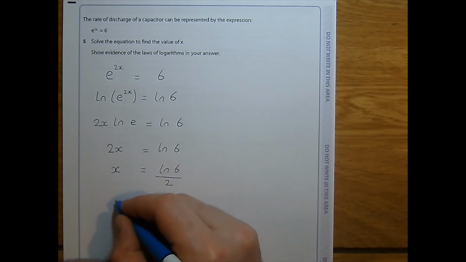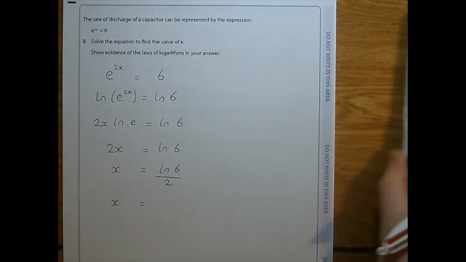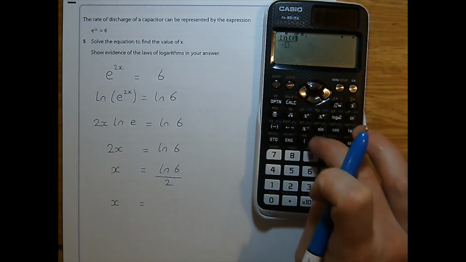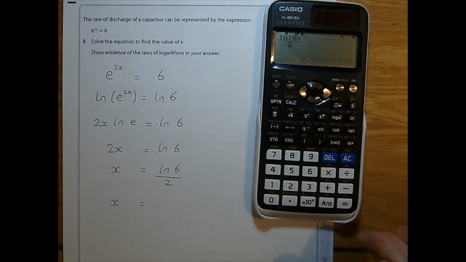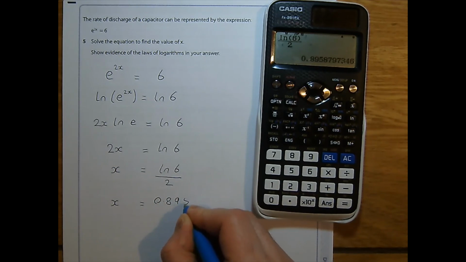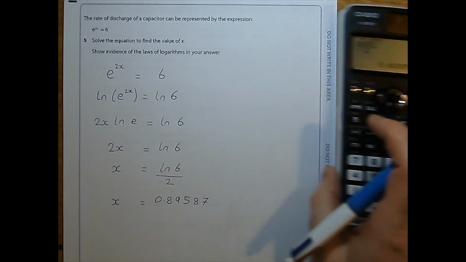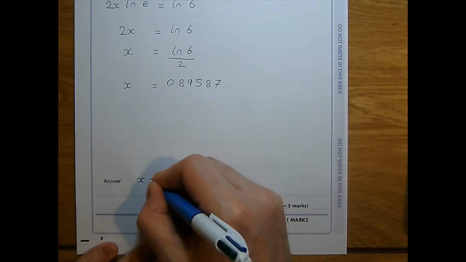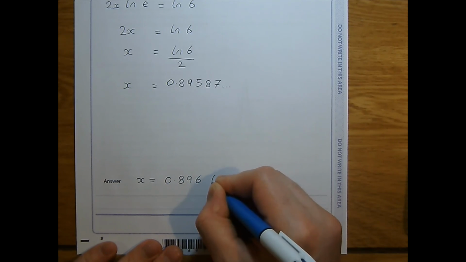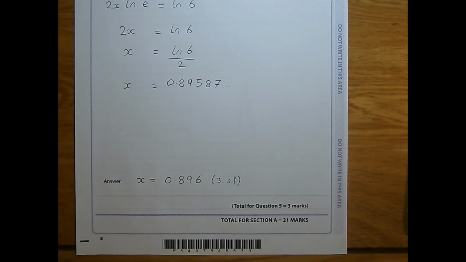Now we've got here, let's use our calculator to work out the value and evaluate this. So we get 0.89587, etc., which we can round as 0.896 for three significant figures. And that completes section A.